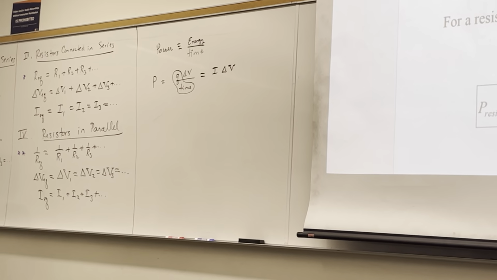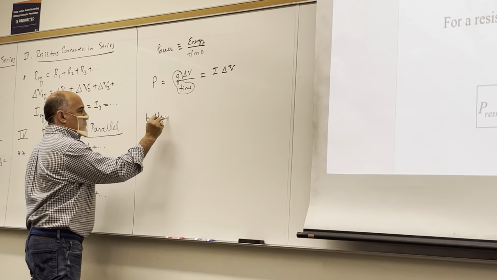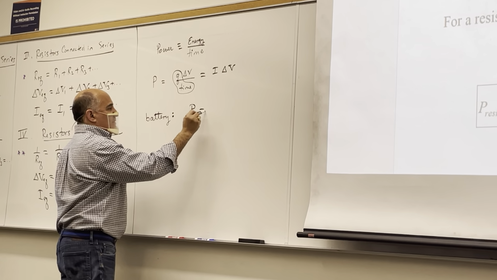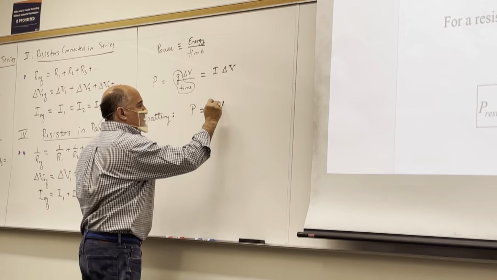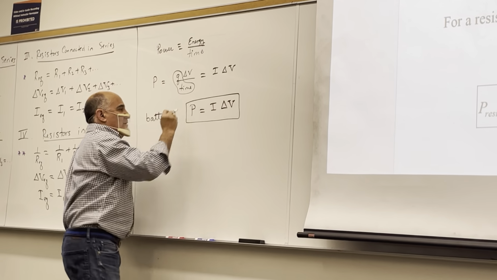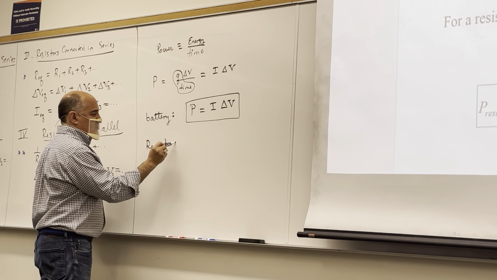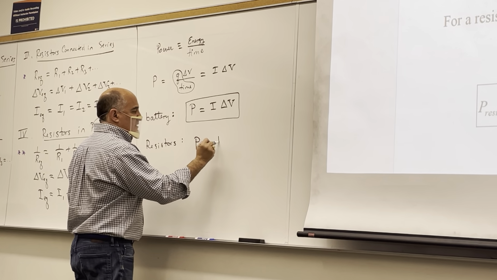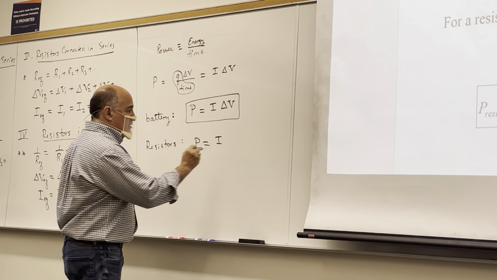So if you're given a DC battery, then the power supplied by the battery is just the current through the battery multiplied by the potential difference across the terminals of the battery. Now, what happens if you have resistors? If you are given resistors, you can use that the power dissipated by the resistor is the current through the resistor multiplied by the voltage across the resistor.